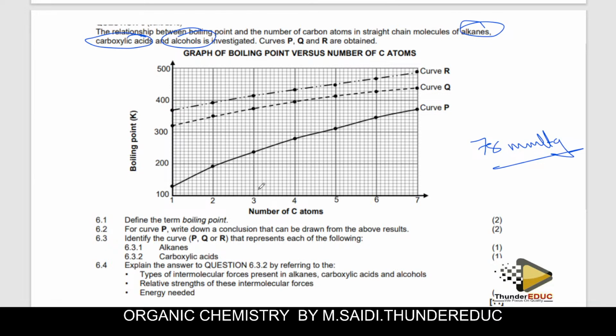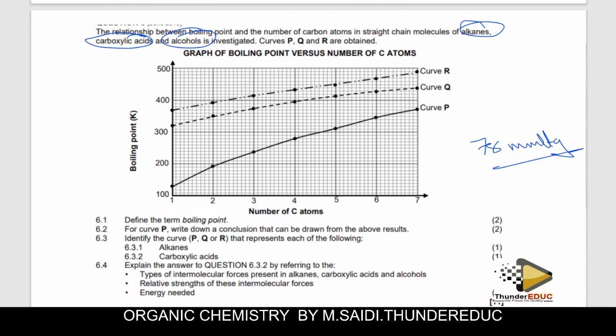You understand? So boiling point increases with the number of carbon atoms or the chain length. Don't say as boiling point increases the number of carbon atoms. No, boiling point does not cause the number of carbon atoms to increase, but the number of carbon atoms causes the boiling point to increase.